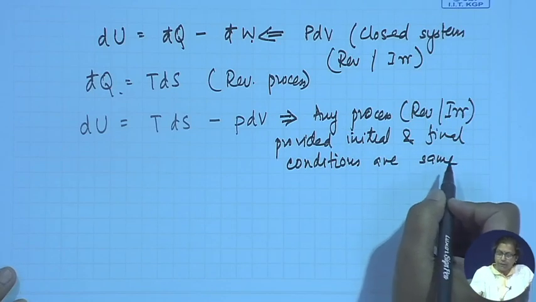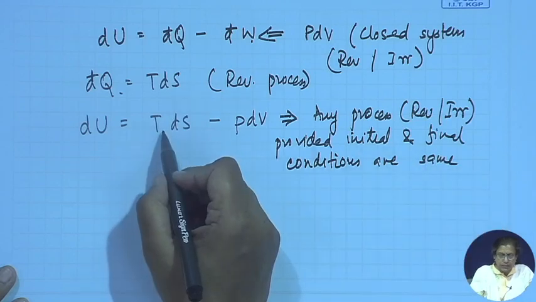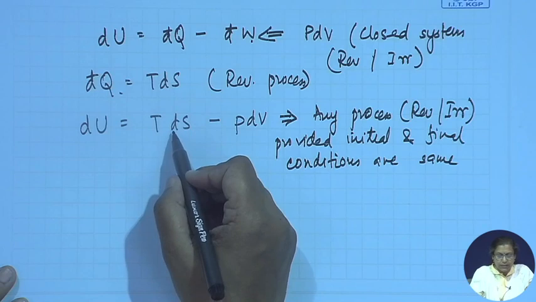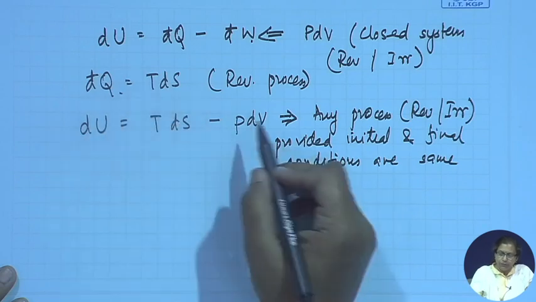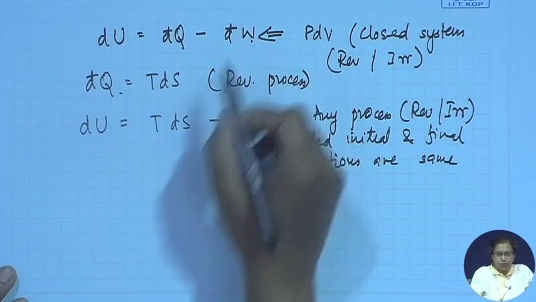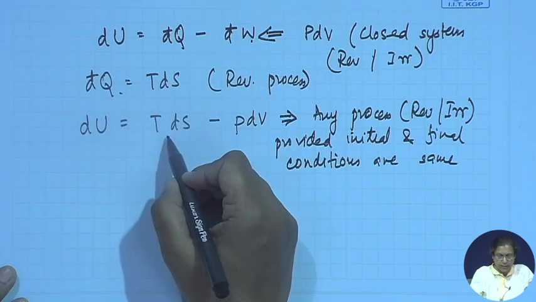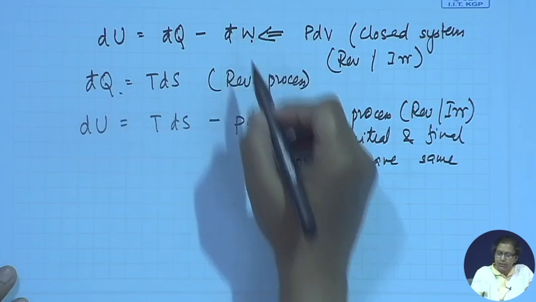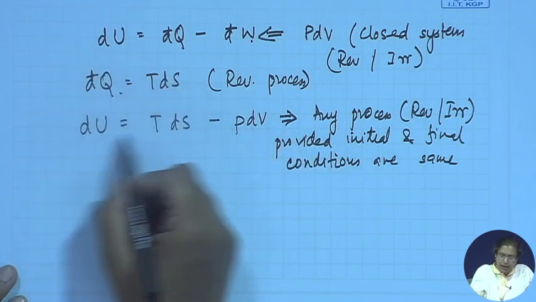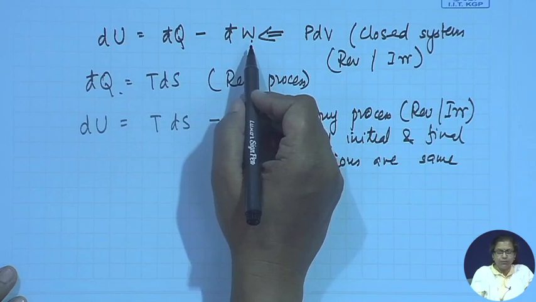We need to remember that for reversible processes, TdS will be equal to dQ. For irreversible processes, TdS will not be equal to dQ. In the same way, PdV will not be equal to dW. So, the difference between dQ and TdS will be equal to the difference between dW and PdV, and accordingly, we could derive this equation from this particular equation.